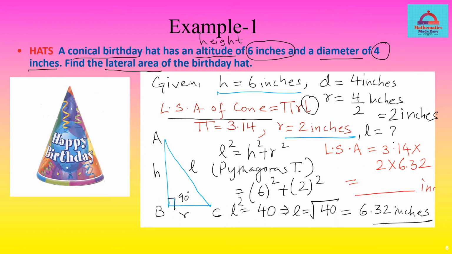I want you to take a few minutes and do this calculation. And remember, when you multiply all this, the unit eventually would come out to be inches square. So what did you get? I'm sure you have got 39.7. This is a decimal, rounded off to one decimal place. So yes, that is our correct answer. We have got the lateral area of the birthday hat. So that completes your example 1.